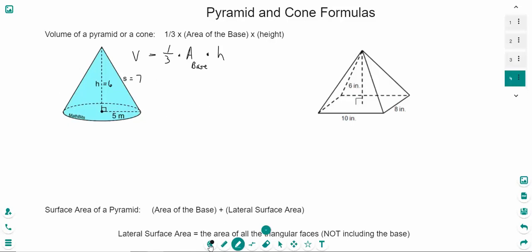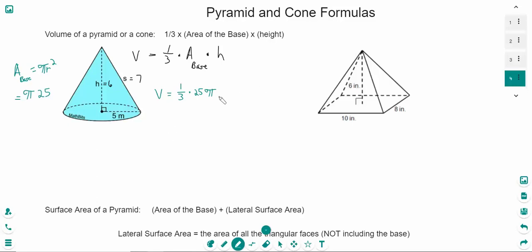Well, it's pretty straightforward once we know the formula. So the volume is going to equal 1/3 times the area of the base. So we need to figure out what the area of the base is. Because this is a circle for a base, we have to think about the area of a circle, which is pi r squared. So in this case, pi times the radius, which they tell us is 5. 5 squared is 25. So the area of the base is 25 pi. So I'm going to say that over here, 1/3 times 25 pi.